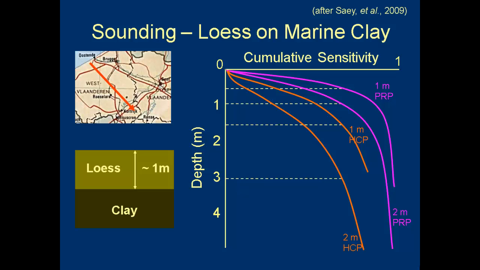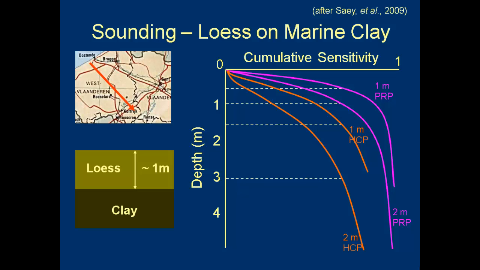The setting of a sounding example is a 2-hectare site in Flanders, about 60 kilometers from the North Sea. In this region, loess overlies marine clay. Previous sampling in the region indicates that the loess cover can be thin to several meters thick, but its typical thickness is about 1 meter.